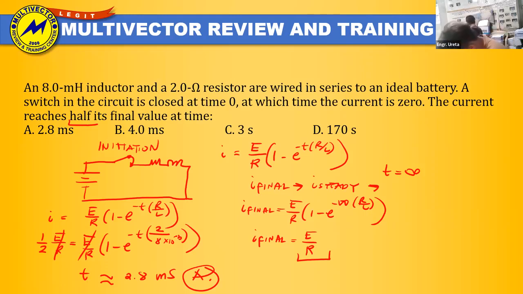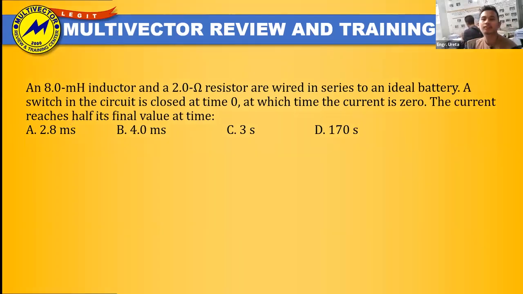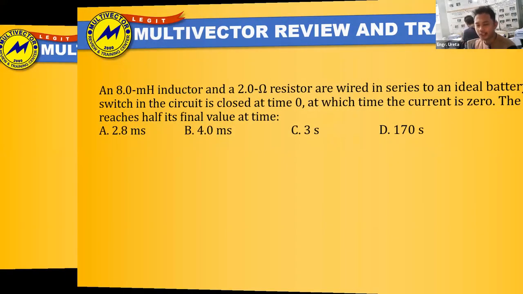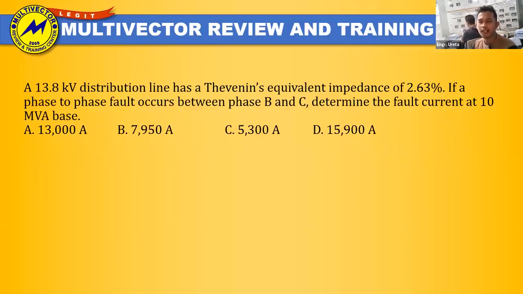Okay, sige, kopya muna. Okay, next problem is problem number 74. Okay? So for problem number 74, so next na natin. 73 I mean, a 13.8 kilovolt distribution line has a Thevenin's equivalent impedance of 2.63%. Okay? If a face-to-face fault occurs at B and C, determine the fault current at 10 MVA base. Okay? So take note, no? With respect to the three-phase fault muna, sige, hanapin muna natin yung base current.